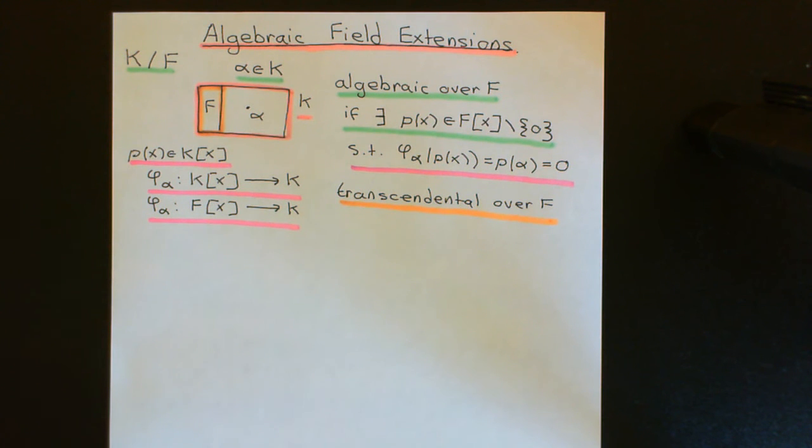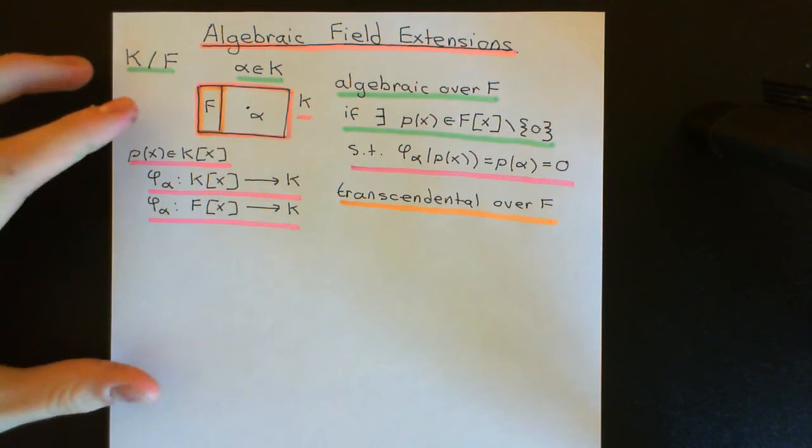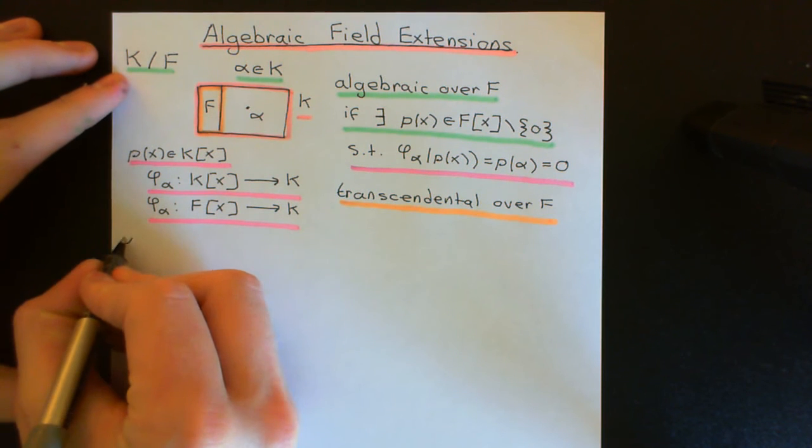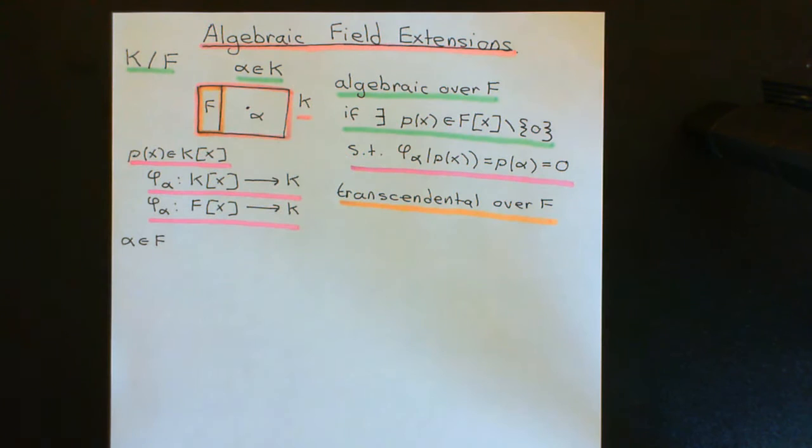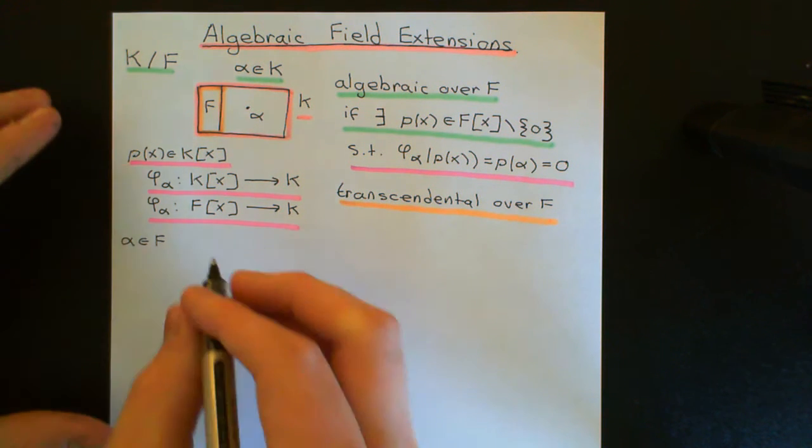Now the first thing to show you is that all the elements of the smaller field, capital F, are algebraic over F. So let's assume that alpha is some element that's actually in the smaller field, capital F, and let's show that it is algebraic over F. Just applying the definition, what we need to show is that there is some polynomial in the ring of polynomials over the smaller field, which is not a zero polynomial, such that when we evaluate that polynomial at alpha, we get 0. Well, this is very, very simple.